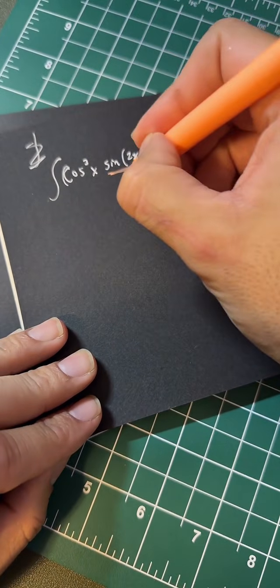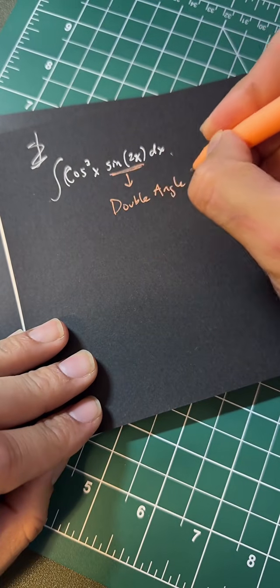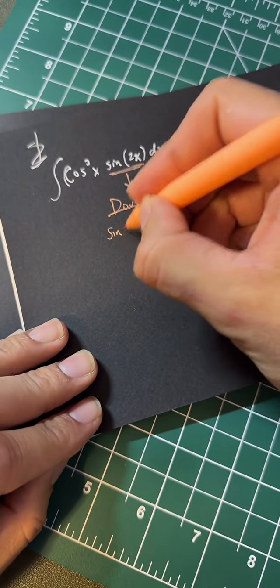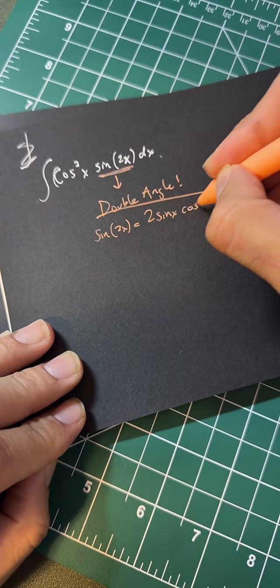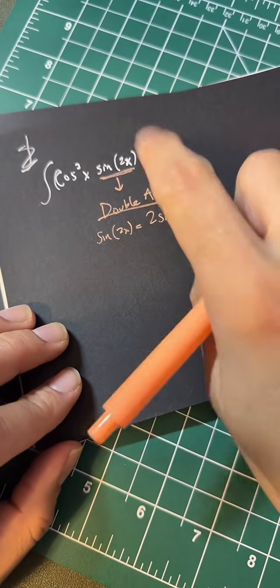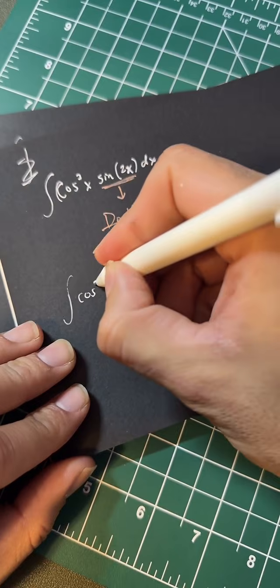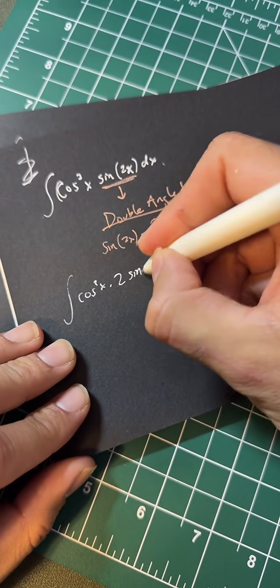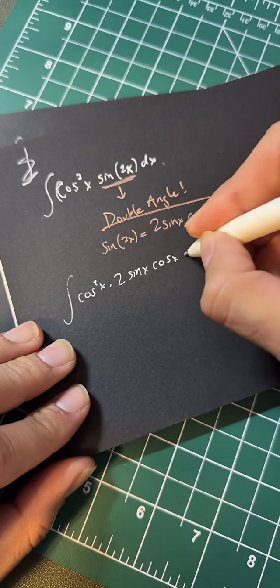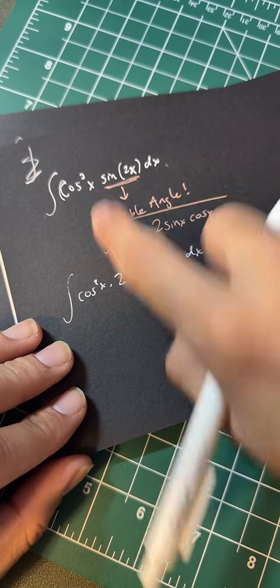Guys, don't forget, this one right here is a double angle formula. Sine of 2x is equal to 2 sine x cosine x. That's it. It's identifying that right there. Because now you have integral of cosine squared x, and you rewrite this as times 2 sine x cosine x. Now, the reason why we did this is because we already just have x as an input.